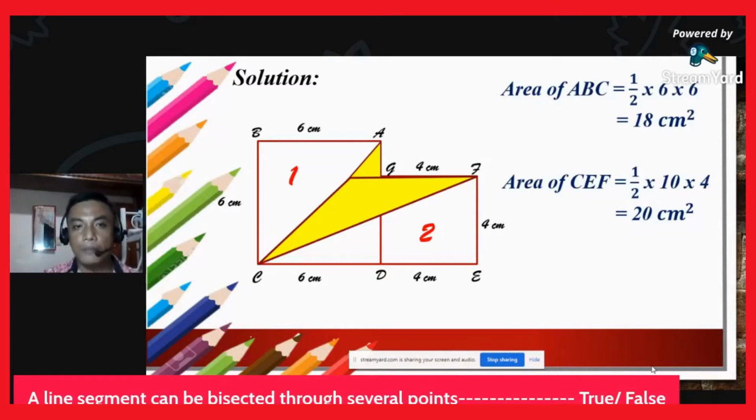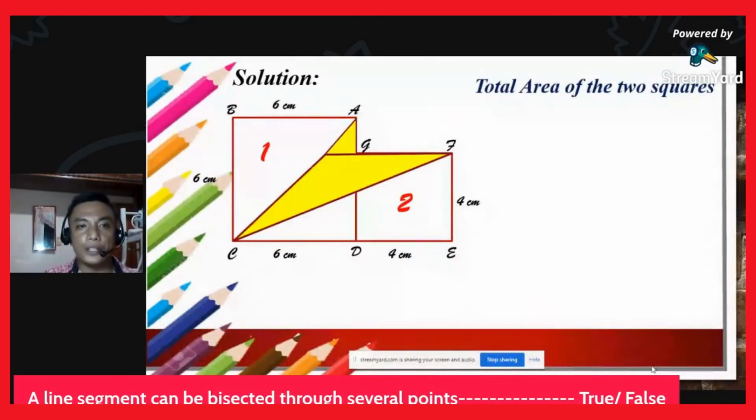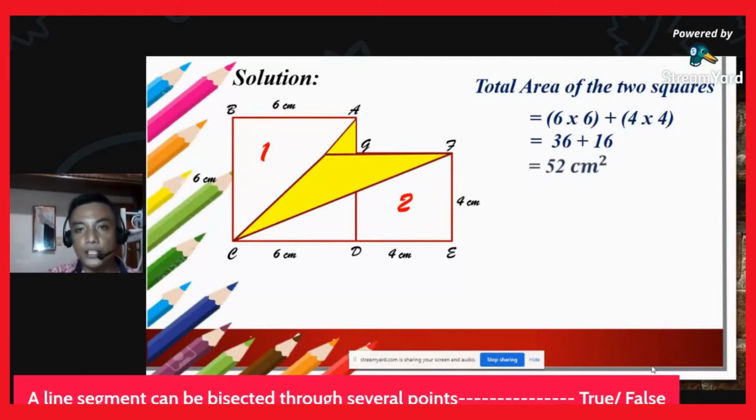Not yet, because we're going to find first the area of the two squares. The area of the two squares is simply the sum of the area of the first square, which is 6 times 6, and the area of the second square, which is 4 times 4. That gives us 36 plus 16, which is equal to 52 square centimeters. So this is the area of the two squares.